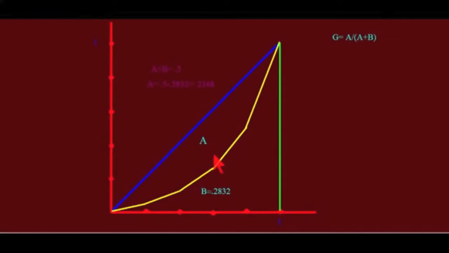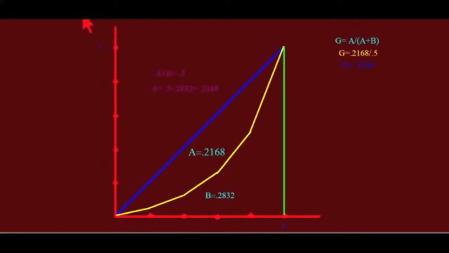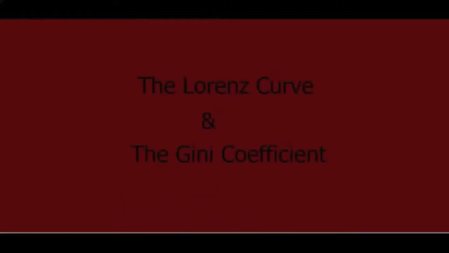Once we've done so, we subtract the area B from the area A plus B, which we already know has a value of 0.5, in order to find the area A. We plug in our numbers into the formula in order to find our Gini coefficient, which in this case has a value of 0.43. Now that we've established an understanding of how income inequality is measured, Adrian and Joey will explain to us the effect of income inequality on economic growth.